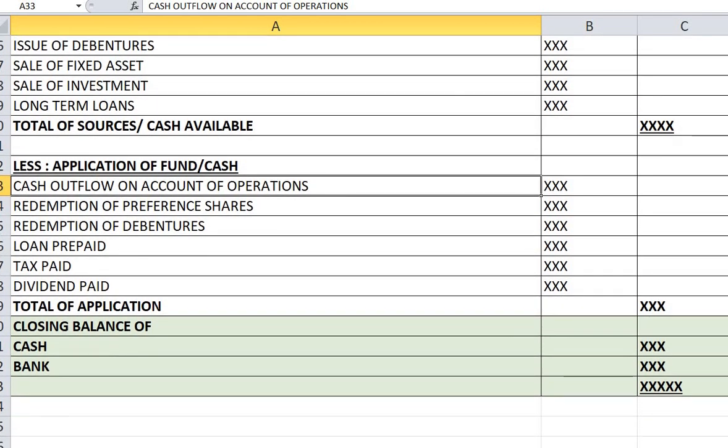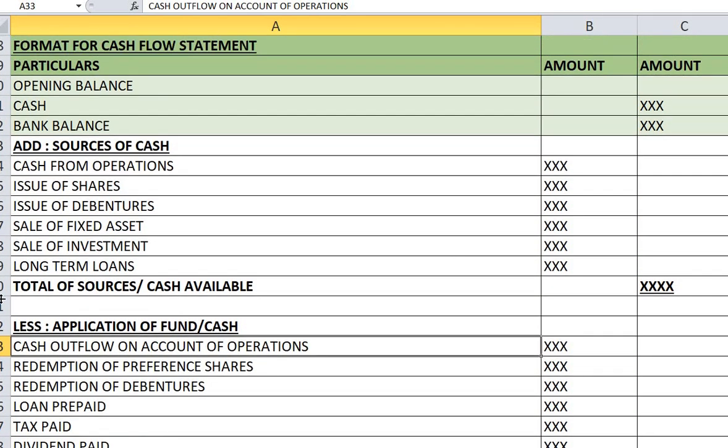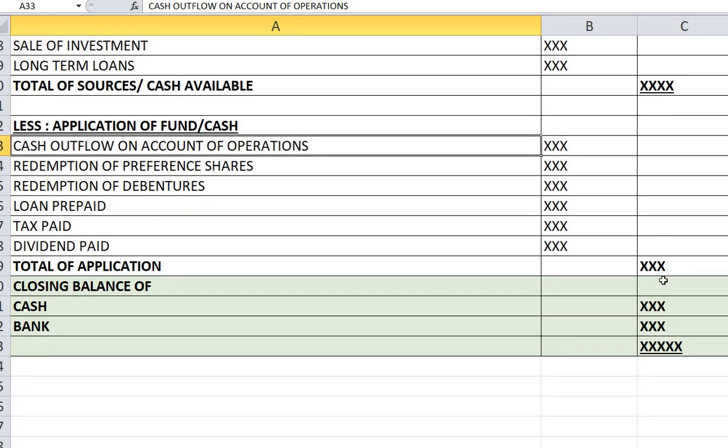So it will come under application of fund. When you add all these items together, you will get a total of application, isn't it? So what you have to do is add the sources of fund or source of cash to this total amount, and from that amount you subtract the application of cash. So you will get a closing balance.